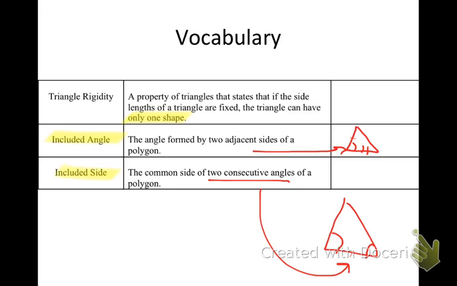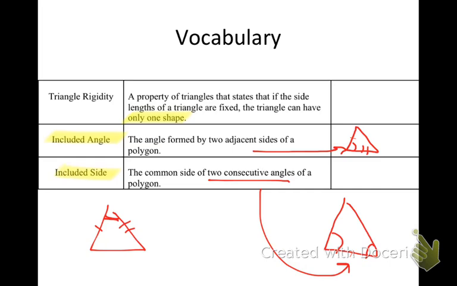Would that be an included angle right there? Why would that not be an included angle? Because the angle is not in between the two sides. Would that be an included angle now? Yes. Does everybody see the difference in those two?